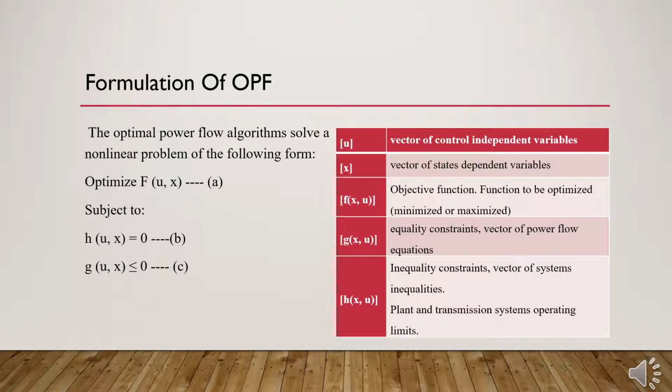The optimal power flow algorithm solves a nonlinear problem of the following form: optimize a cost function f(x), subject to h(x), which is the inequality constraint, and g(x), which is the equality constraint, that is the vector of power flow equations.